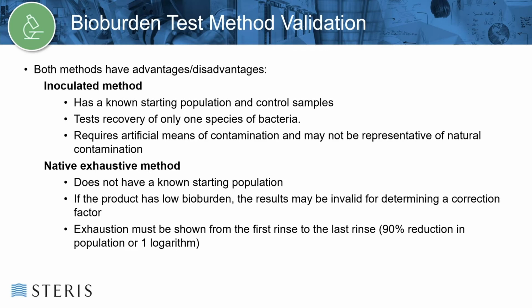Exhaustion, as defined in ISO 10993, is a 90% reduction in the population, or a 1 logarithm, from the first extraction to the last. If the number of rinses of the product method does not achieve exhaustion, the test may need to be repeated.